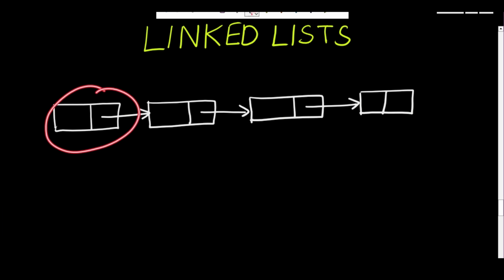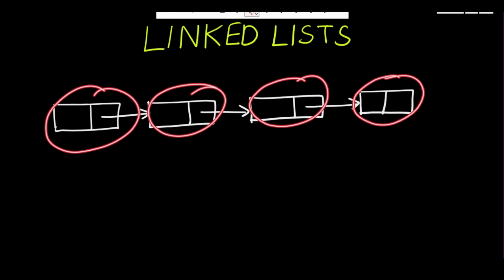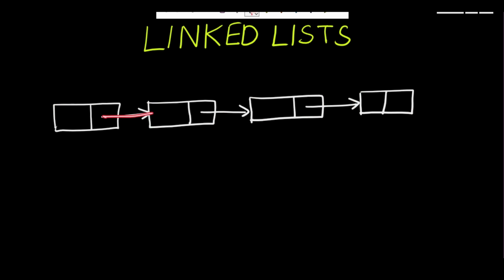We have a few nodes. These are all individual nodes. They're connected to each other via these links, and each link is nothing but a pointer pointing to the next node. Each of the nodes has a separate location in memory, and the last node will be pointing to a null pointer. The first node is generally termed the head node.